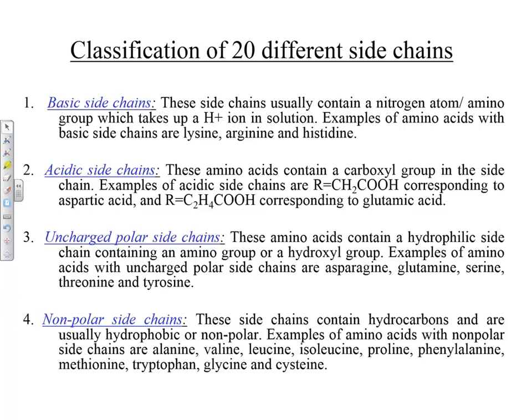Then yet another possibility would be to have uncharged polar side chains. These amino acids contain a hydrophilic side chain containing an amino group or a hydroxyl group. Examples of amino acids with uncharged polar side chains are asparagine, glutamine, serine, threonine, and tyrosine. And you can count. If you count all these names, you'll see there are 20 of them, like 3 here, then 2 here, then another 1, 2, 3, 4, 5 here, and then count the rest, you'll see there are only 20 different side chains.